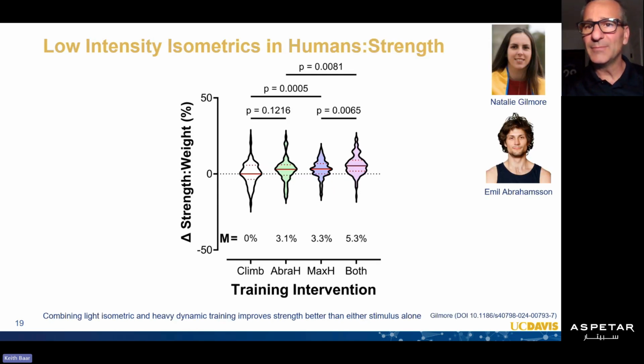Well, I've been showing you all the pictures of these great scientists. This one's Natalie Gilmore, who's in this. And then there's this dude. This dude doesn't look like a scientist. You're right, he's not. He's a professional rock climber and a YouTube video guy. So basically, he's an influencer on YouTube.